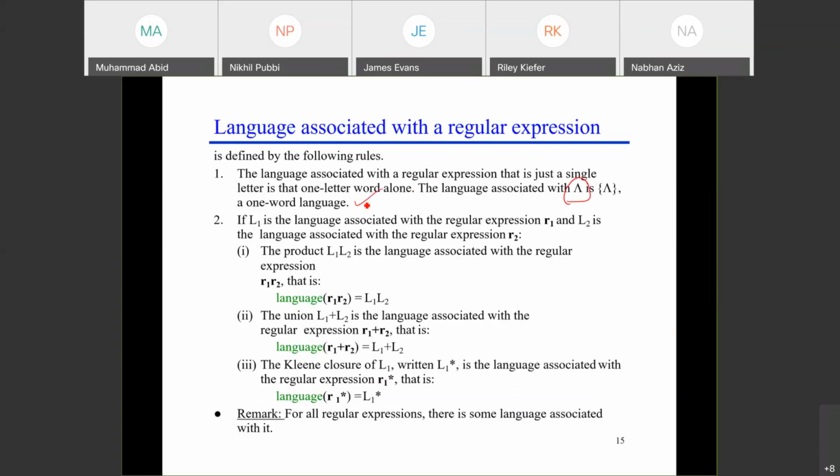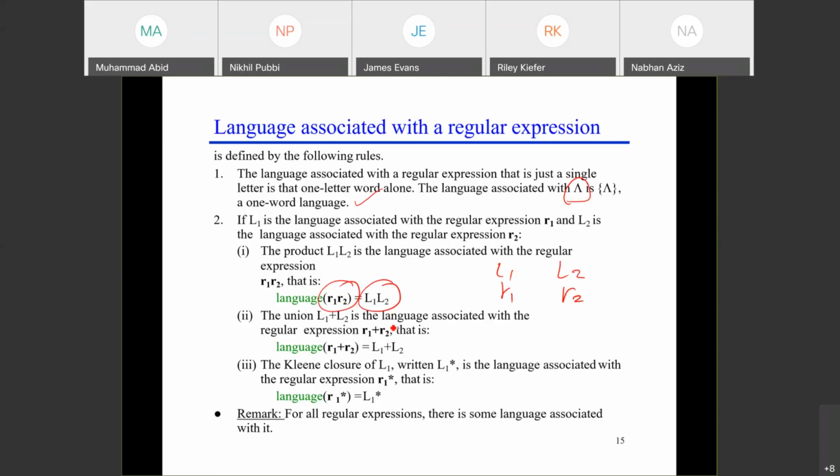So if you have a language L1 and it is represented by regular expression R1, and you have language L2, represented by regular expression R2, then if you concatenate these two regular expressions, this will be a new language.